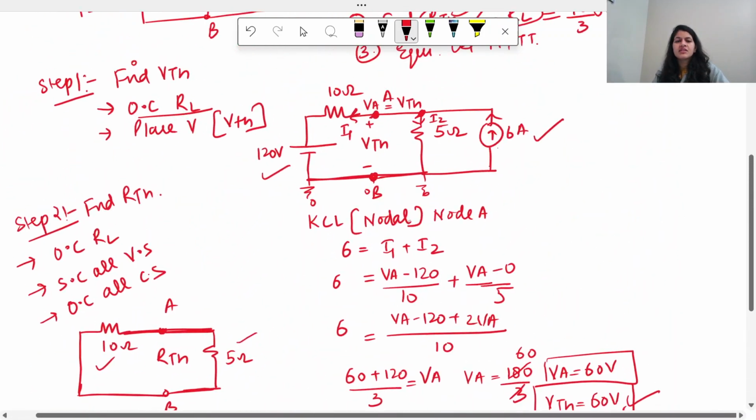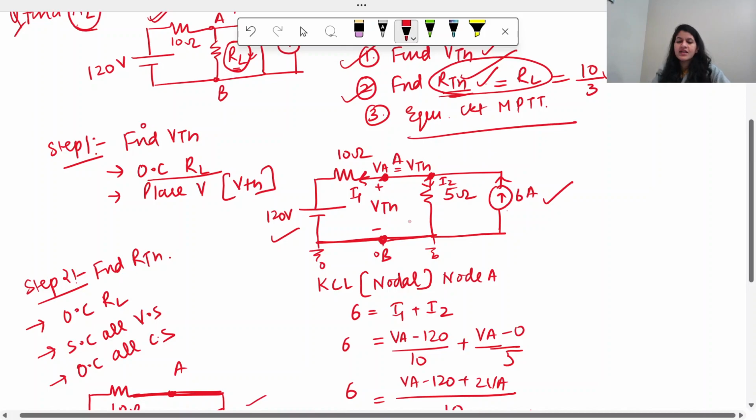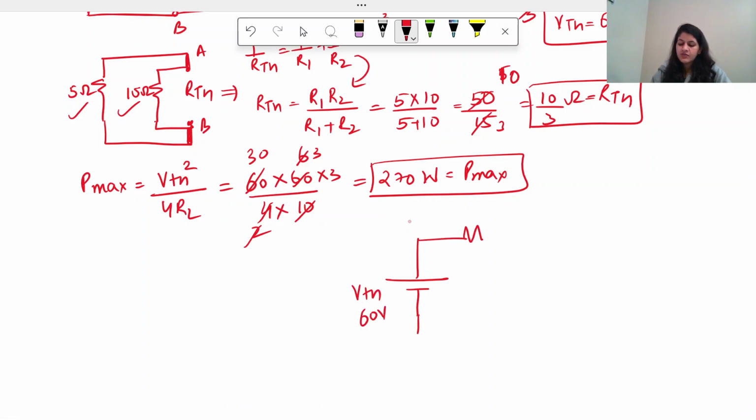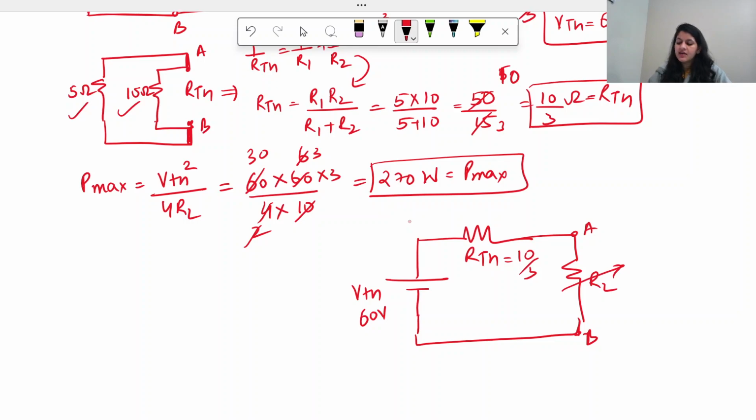So now the third step, we'll draw the equivalent circuit, right? How will the equivalent circuit look like? It will have a voltage source VTH, which is 60 volt. Then it will have an RTH, right, which is 10 by 3. And this maximum power is transferred to this RL load between this point A and B. And this RL is equal to RTH, or you can also call it as 10 by 3 ohm.